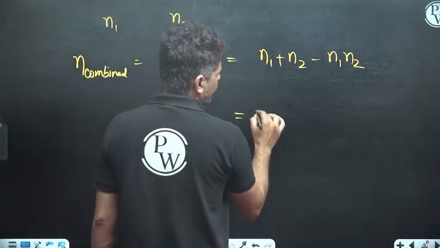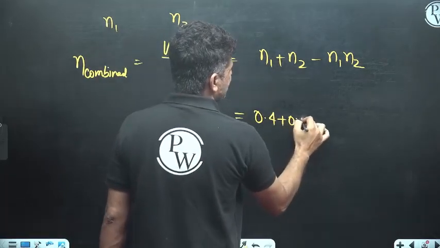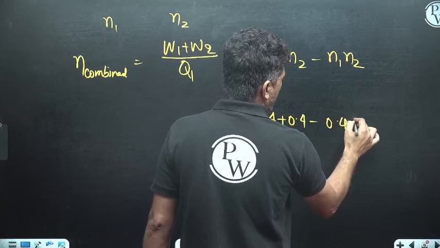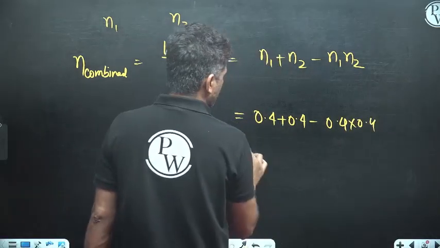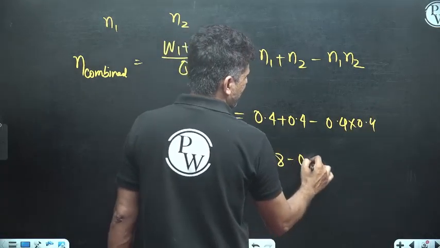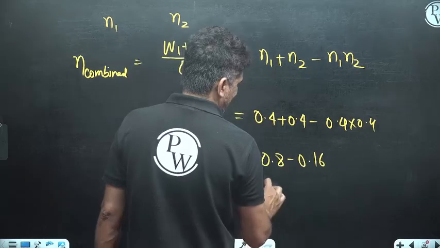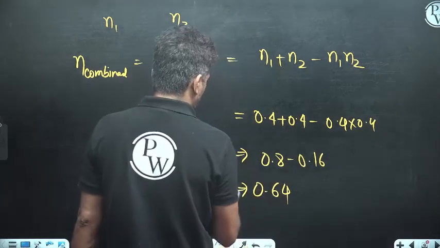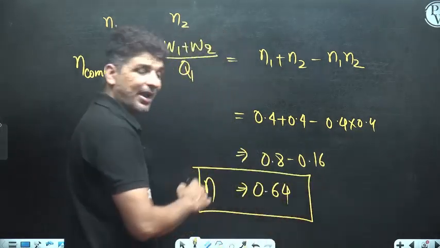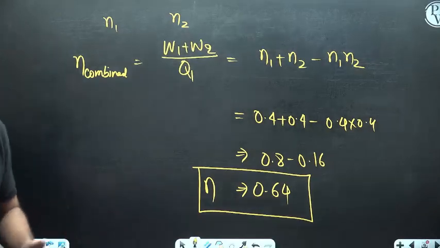So this will come out to be 0.4 plus 0.4 minus 0.4 multiplied by 0.4. So that will be equal to 0.8 minus 0.16. That will come out to be 0.64. Okay, so the combined efficiency of the cycle is 64%.